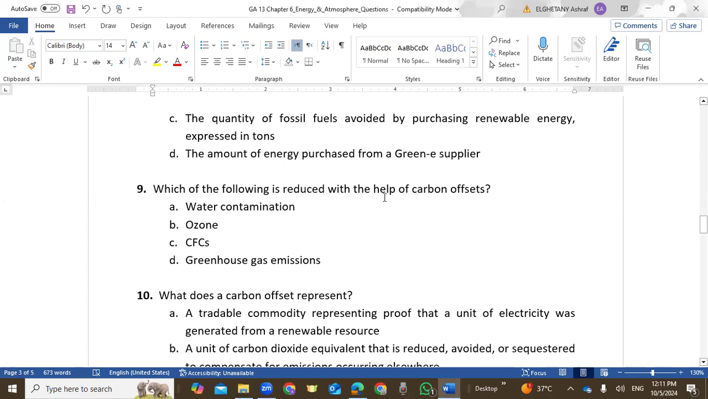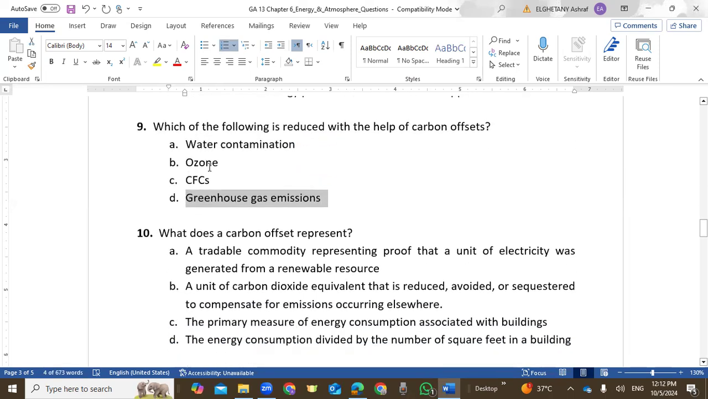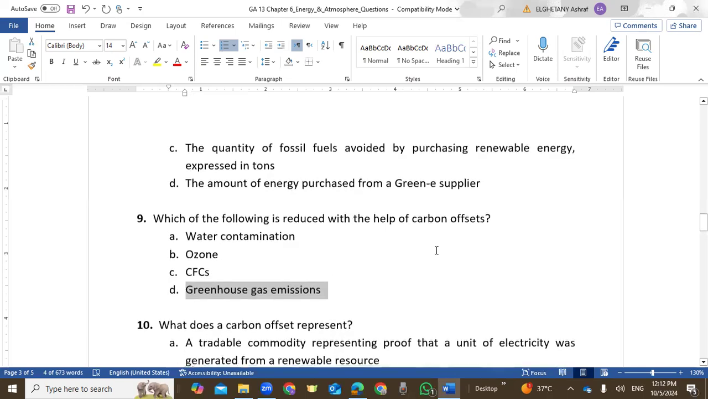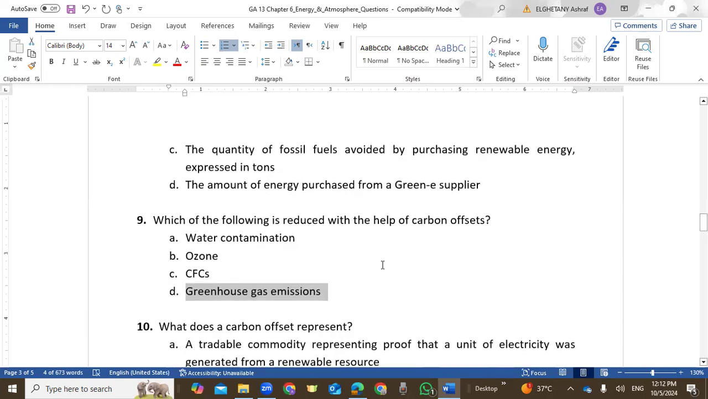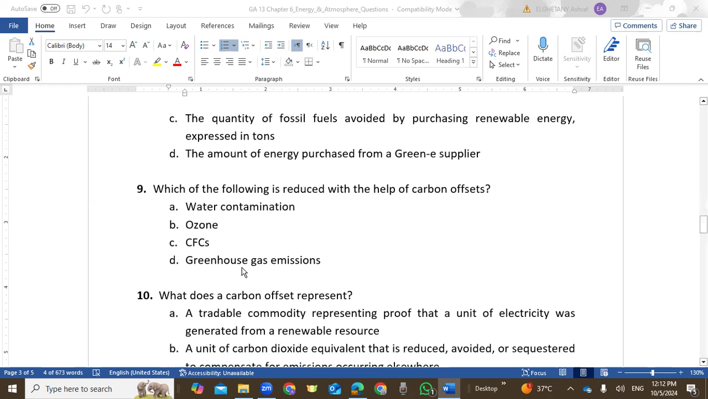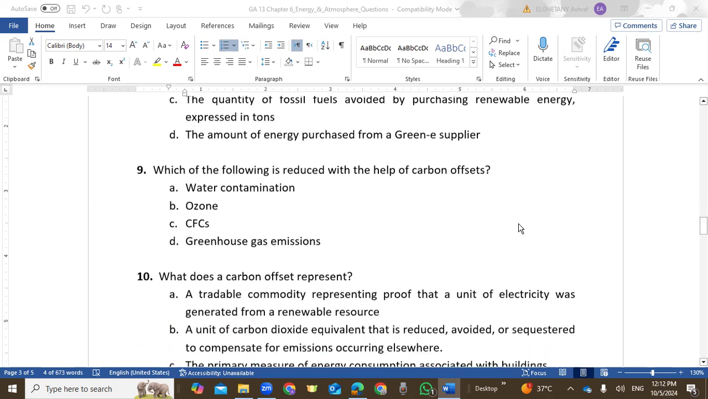Which of the following is reduced with the help of carbon offset? Carbon offset will reduce what, in an easy way? CFCs, ozone, water contamination, greenhouse gas emission, of course. It's not really an absolute reduction, but an equivalent. Like you do good, you do bad, so you make it equivalent. So to offset greenhouse gases, you make carbon offsets.